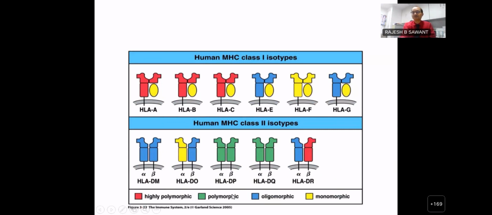Whereas not highly polymorphic, but yes, definitely polymorphic are those represented in the green color. So DP and DQ in class 2 are also moderately polymorphic. The blue ones are oligomorphic and the yellow ones are monomorphic. So based on that, you can understand the clinical significance or the level of activity of the various class 1 and class 2 HLA isotypes.